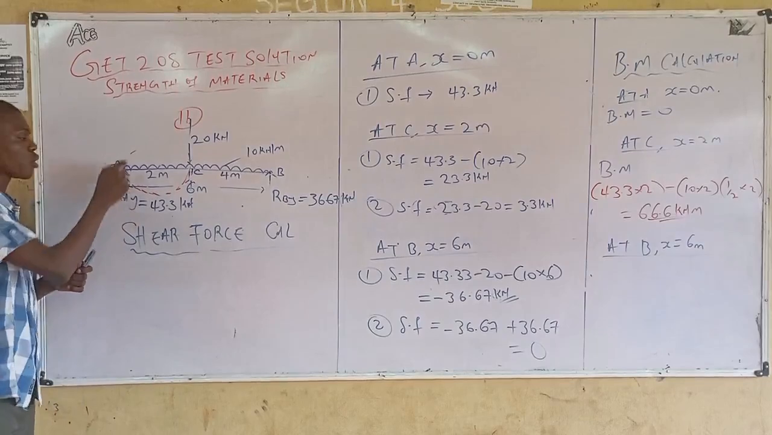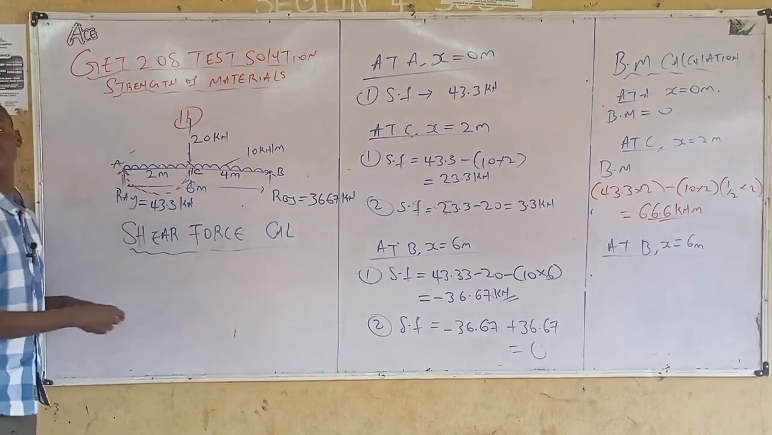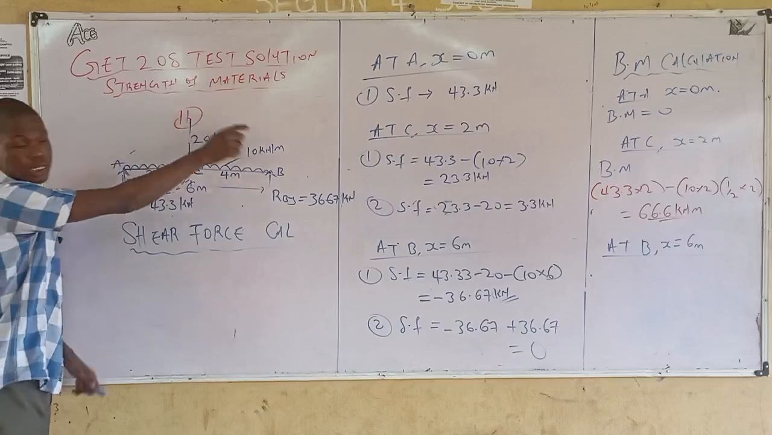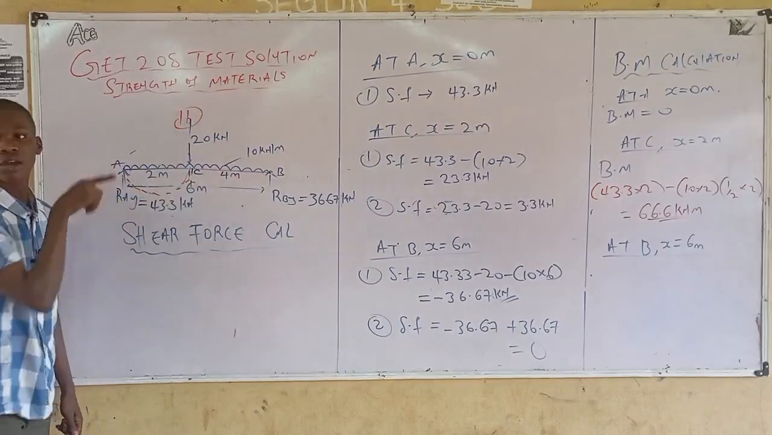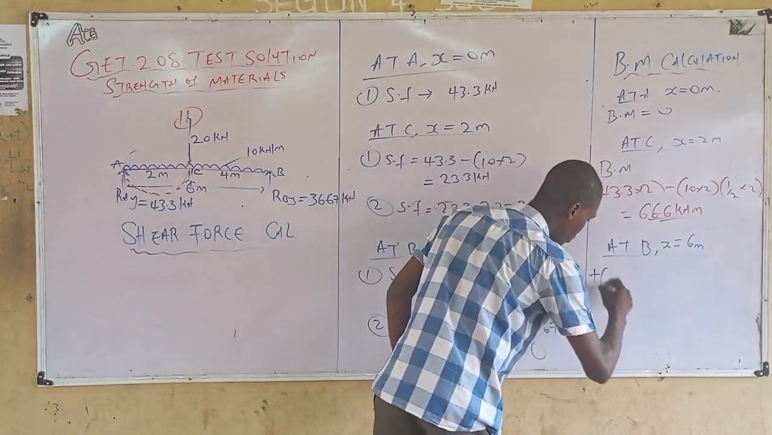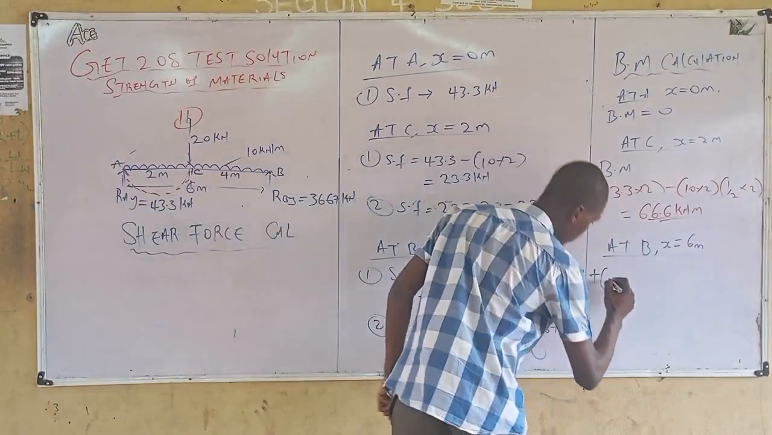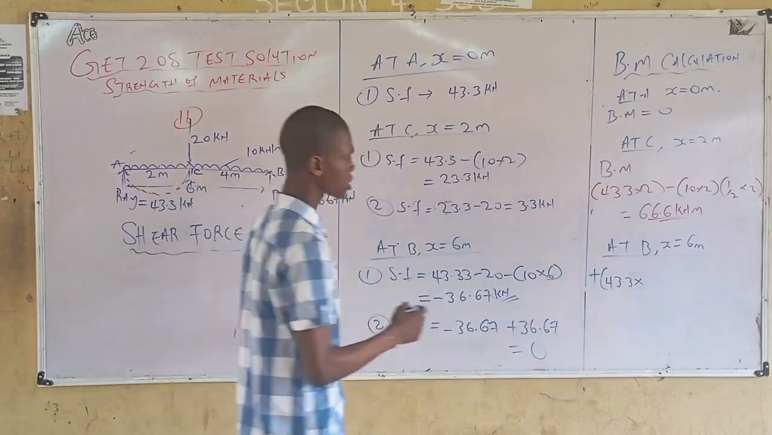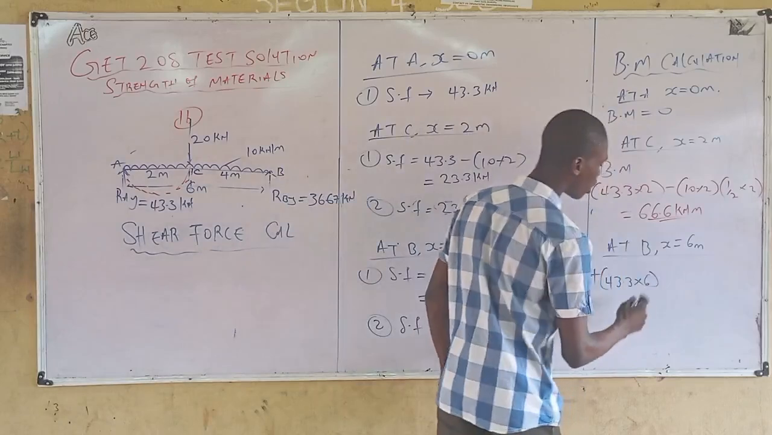Just drag the tip of that force to that point you are traveling. So by the time you drag the tip like this, it means you have something like this. In what direction? Clockwise. Clockwise means what? Positive. What is the force? 43.3. What is the distance? 6 times 6. I'm done with that, right?